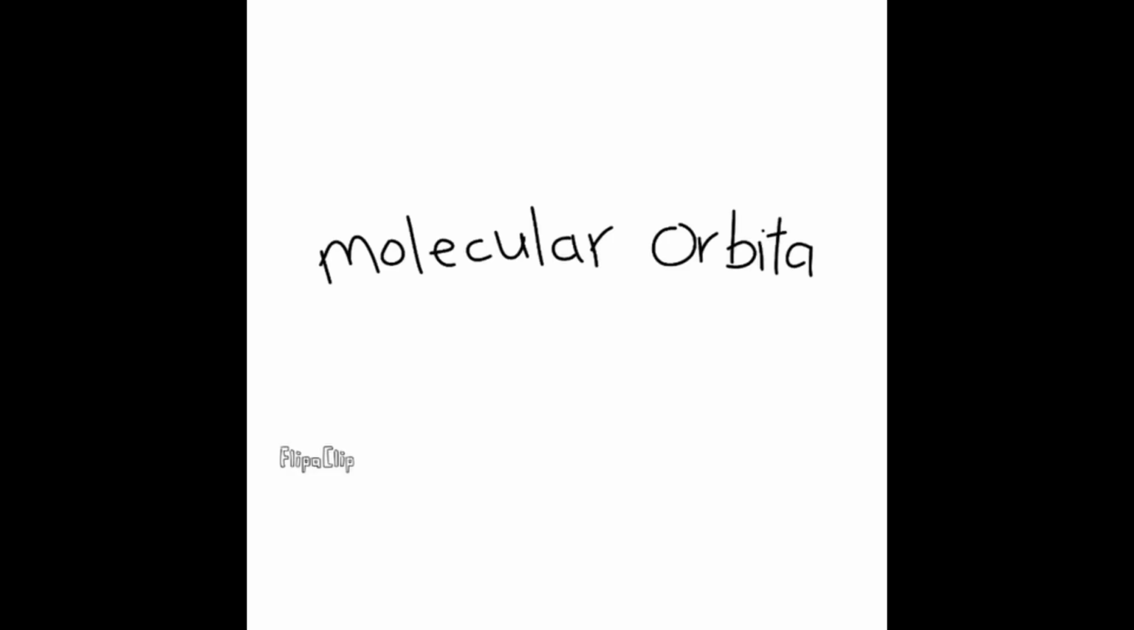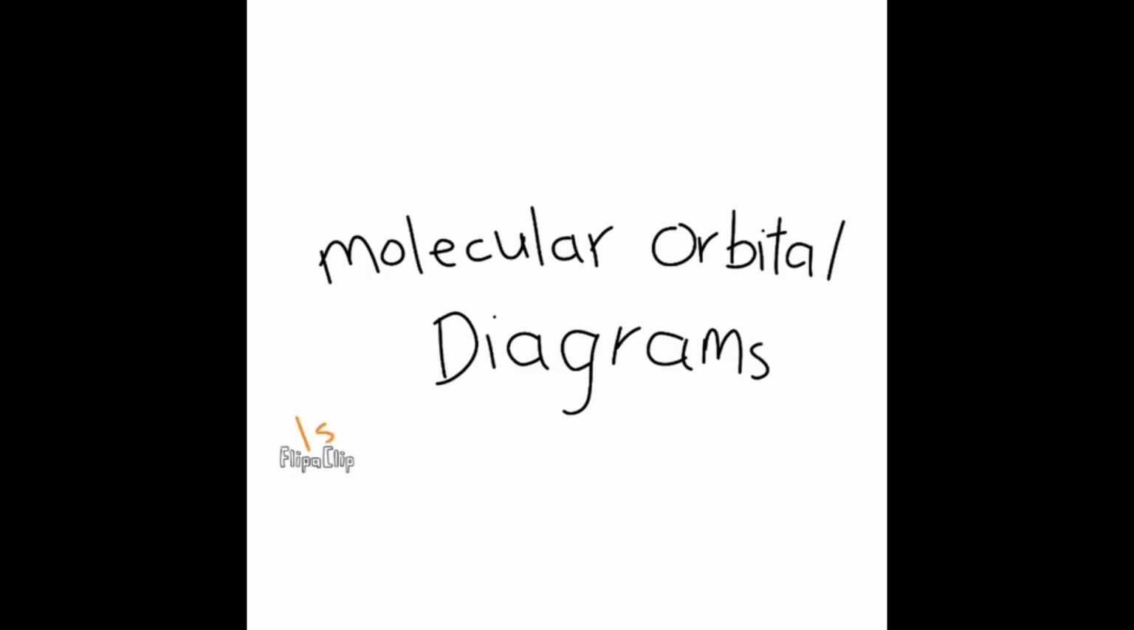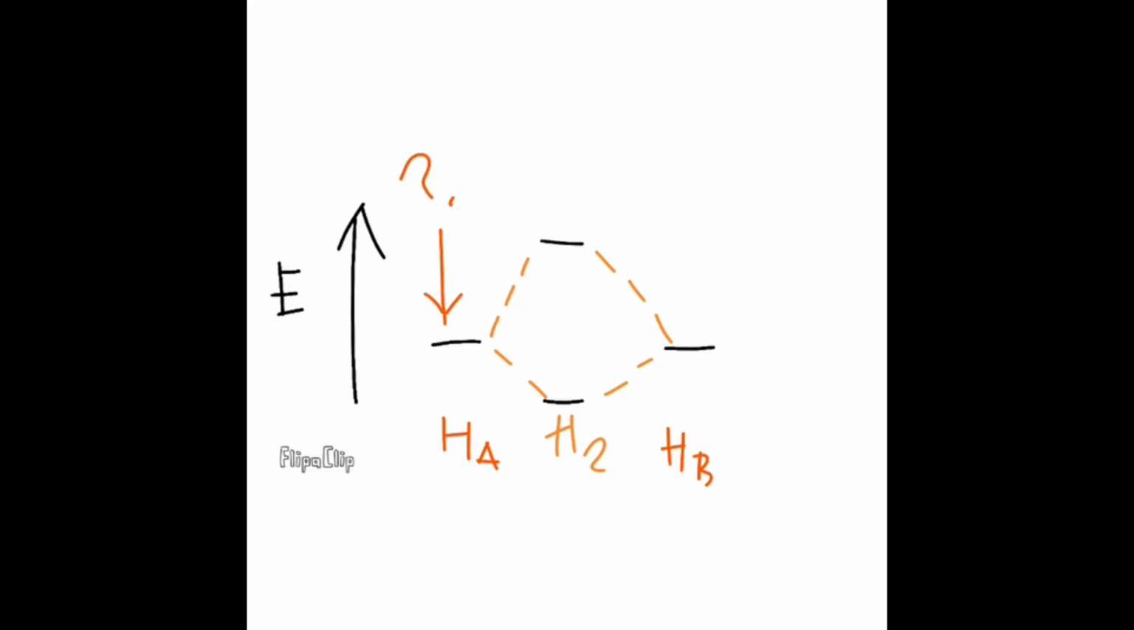This is a molecular orbital diagram for a H2 molecule. This molecule consists of two hydrogen atoms, each consisting of one atomic orbital. These are represented by HA and HB. Hydrogen only has one valence electron in the 1s orbital, as shown by the diagram.